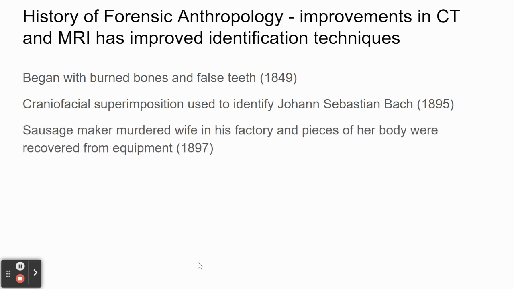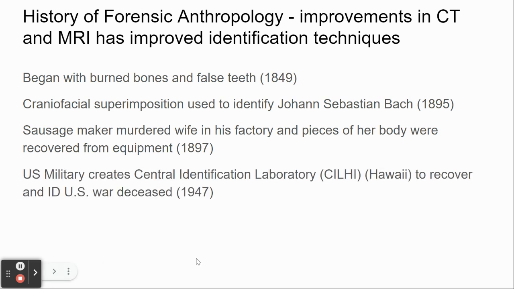In the late 1800s, there was a sausage maker that killed his wife, and as a result of that murder, he tried to dispose of her body by grinding her up in some of the different equipment in his factory. And they were able to recover pieces and parts, some bone fragments and teeth and things like that from the equipment that they then used to make a positive identification on the woman that was murdered. So again, several different things there.